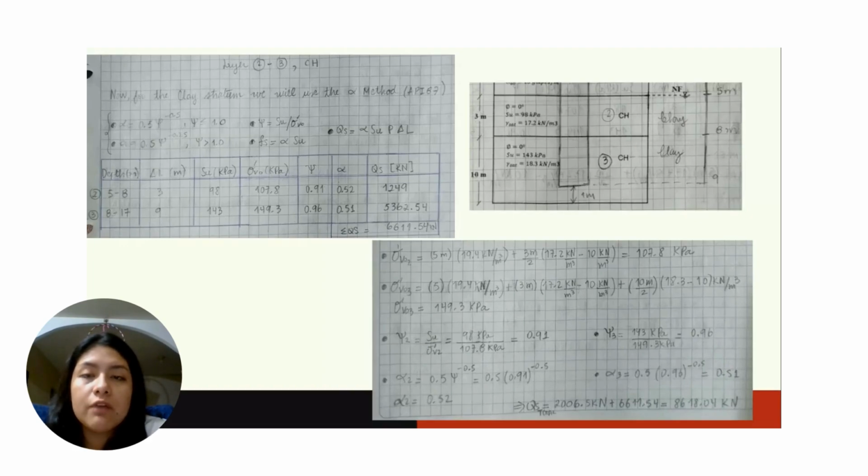giving us a result of the load per shaft for layers 2 and 3 equal to 1,249 and 5,362.54 respectively. The two loads added equal 6,611. Then, for the total load per shaft, we add the load per shaft of the sand plus the load of the next two strata, giving us 8,618 kilonewtons.